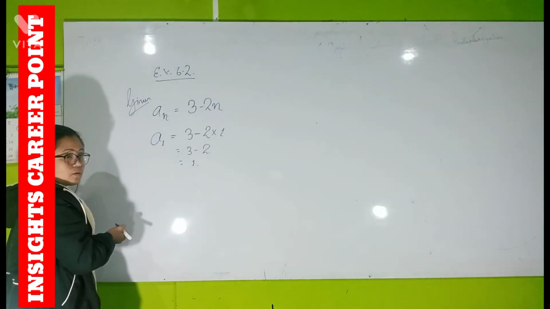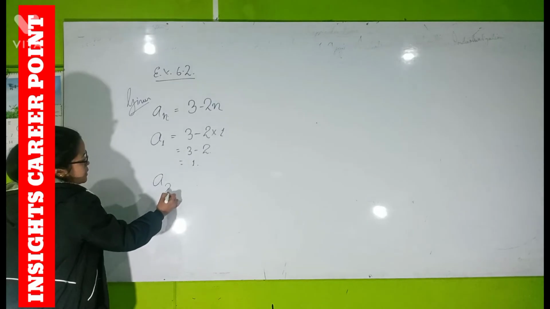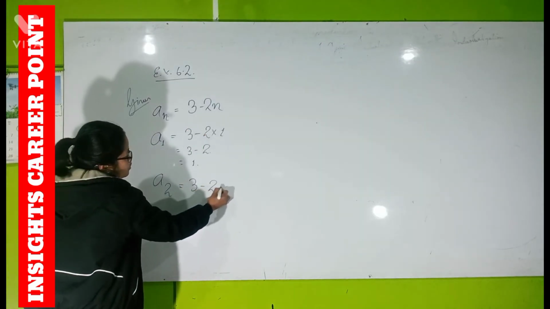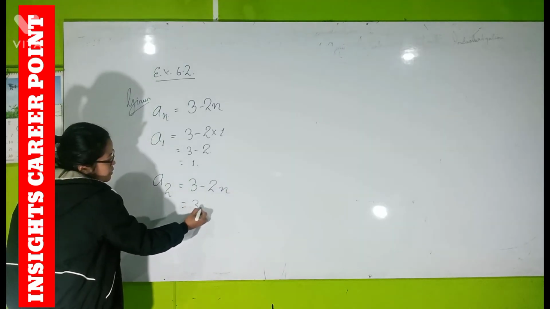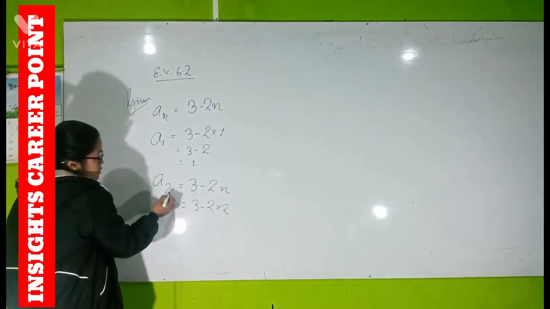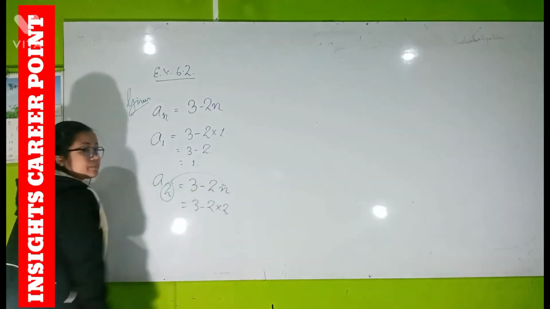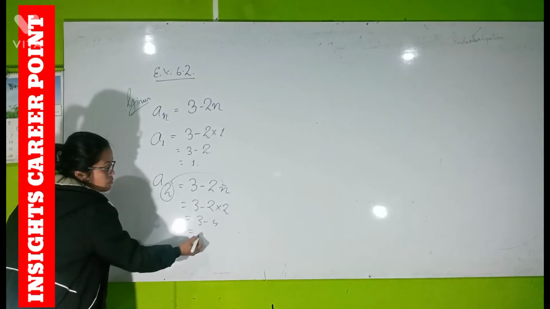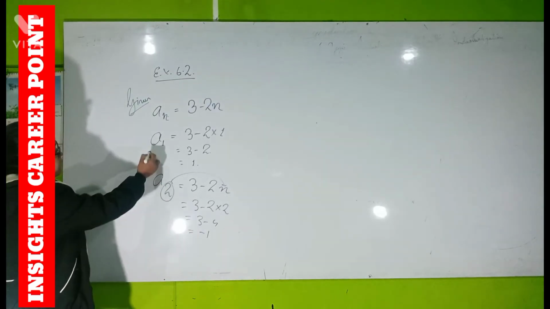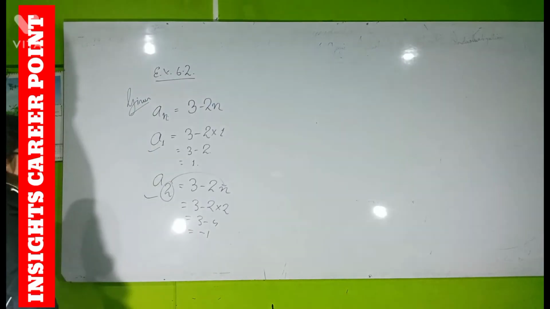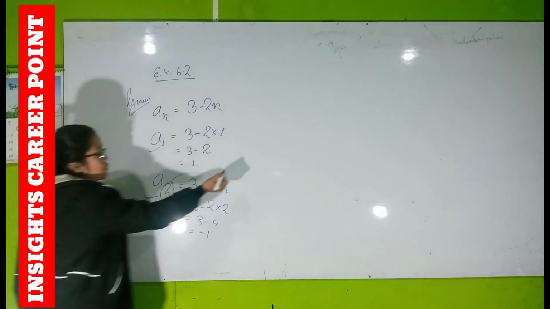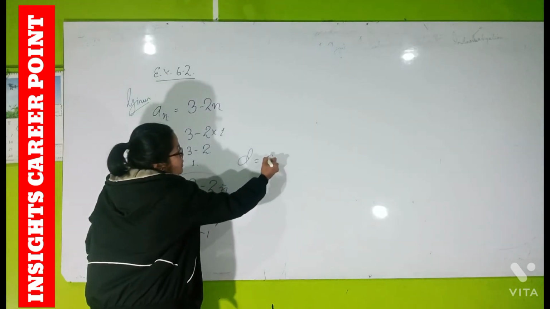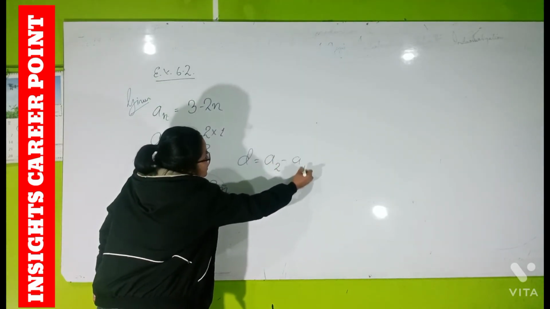And the value of the second term: n is 2, so 3 minus 2n is 3 minus 2 into 2, which is 3 minus 4, equal to minus 1. Here we get the value of a1 and the value of a2. If we have the value of a1 and a2, we can find the value of d. d is the common difference, a2 minus a1.